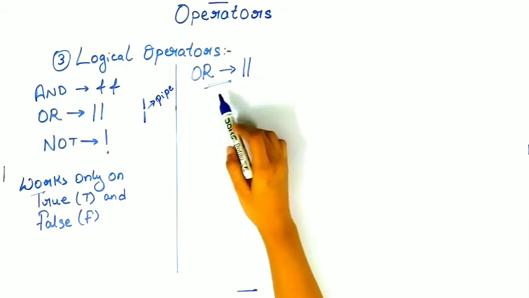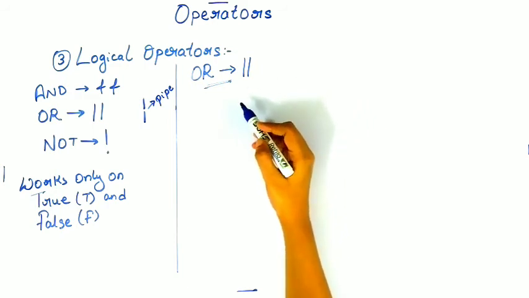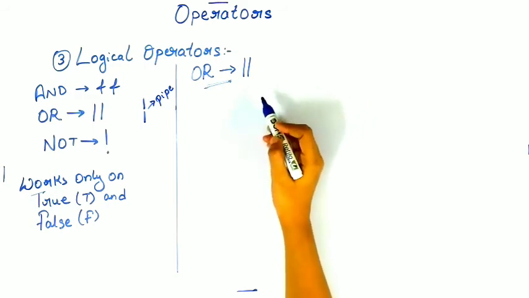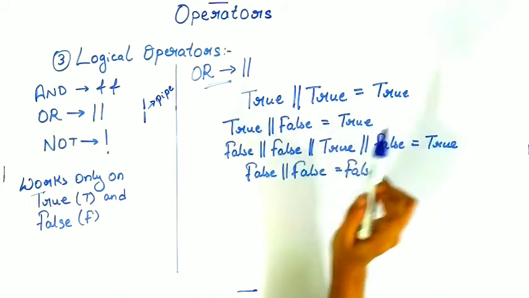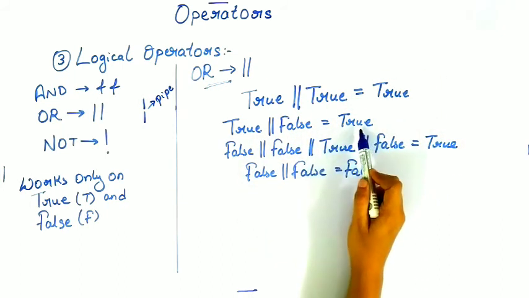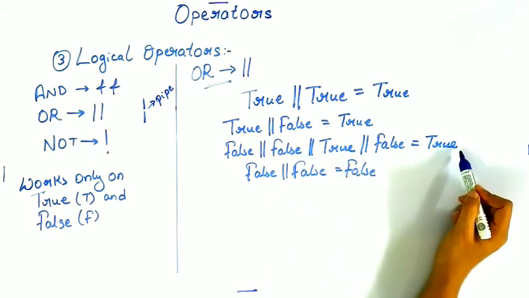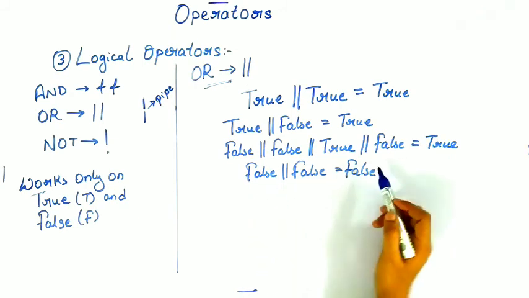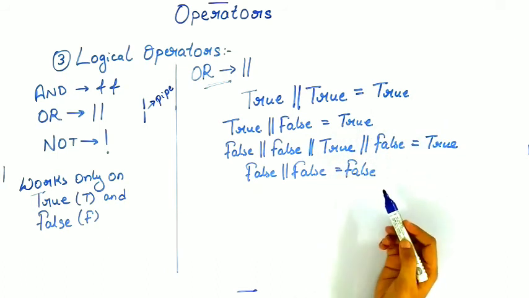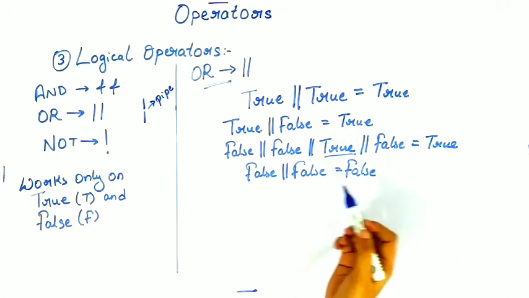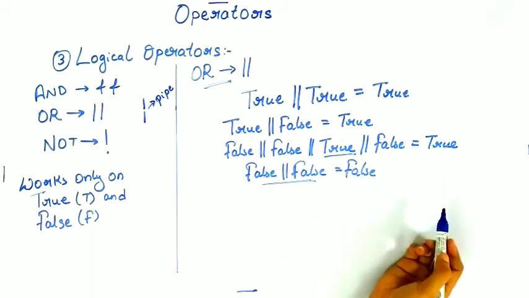Now, the second comes the OR operator. The OR operator will return a true value if it finds at least one true condition in the given whole statement. That is, true or true will become true, true or false will return true, false or false or true or false will return a true value, false or false will return a false value. By seeing these equations, we can come to a conclusion that it will return a false value when there is no true value in the given equation.